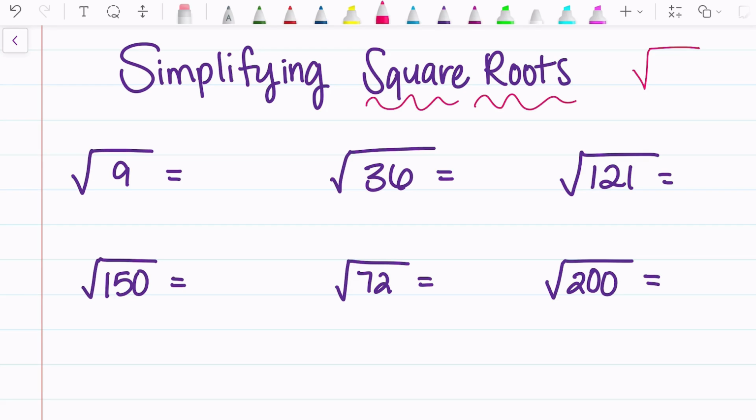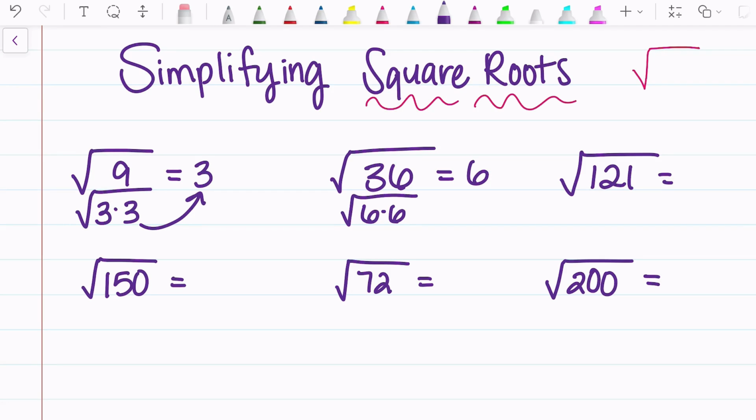So sometimes when we go to simplify a square root, the number is a perfect square. And what it's asking is, what number times itself is 9? Well, 3 times 3 is 9, and so the answer is 3. We only write it once because we're breaking it down into what number times itself is that number on the inside. So here we would have 6 times 6 is 36. We would say the answer is 6.